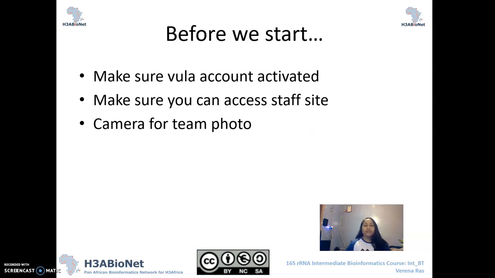But before we start with our sessions today, I just have a couple of things that I'd like you to do. The first thing is to make sure that your Vula account is activated. I would have invited you all to our staff site on Vula. This would have happened a couple of weeks ago. But if you had not had some dedicated time to activate that account, please take a couple of minutes and do that now. Also make sure that you can access the staff site.